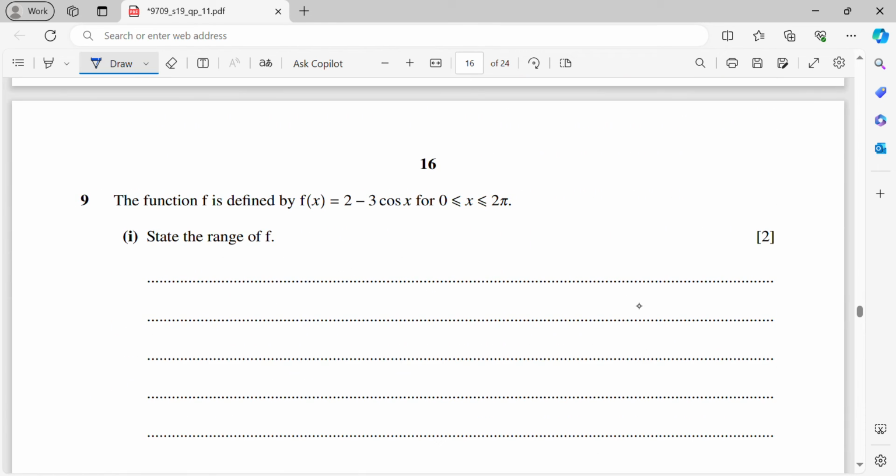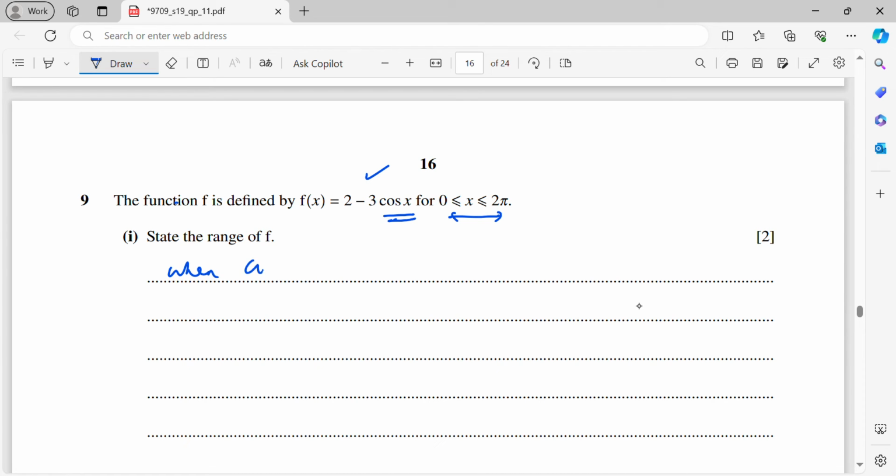Now question 9. Okay, the function f is given by 2 minus 3 cos x. The x is defined from 0 to 2 pi. State the range of f. Okay, now we know that the maximum value for cos x is 1 and the minimum value for cos x is minus 1 for this interval. Alright, so I just consider the maximum and minimum values of cos x to get the range.